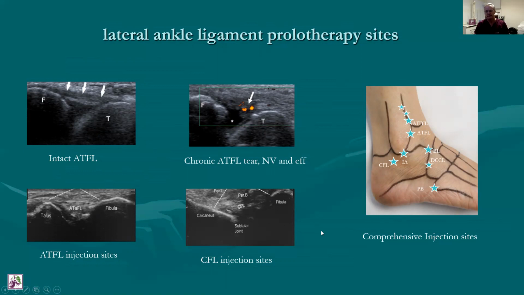In what is called comprehensive prolotherapy, several sites are injected. These are some of the other sites, like the bifurcate ligament, peroneus brevis insertion, intra-articular injection, the CFL, ATFL, AITFL, and the interosseous membrane, which can all be injected to stabilize the lateral ankle and prevent recurrent inversion injuries.